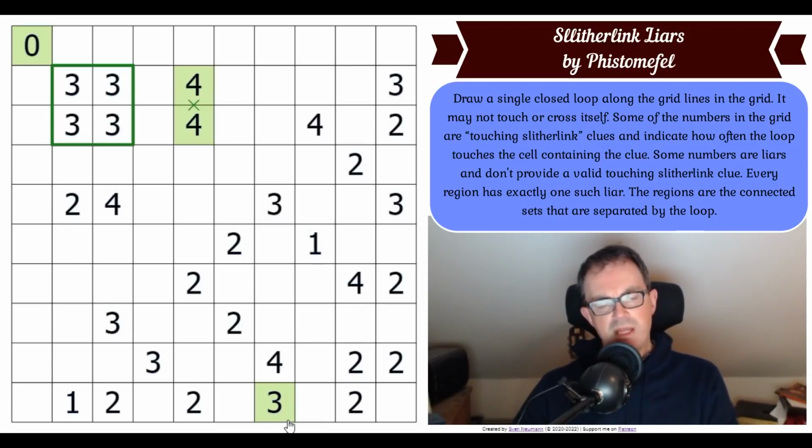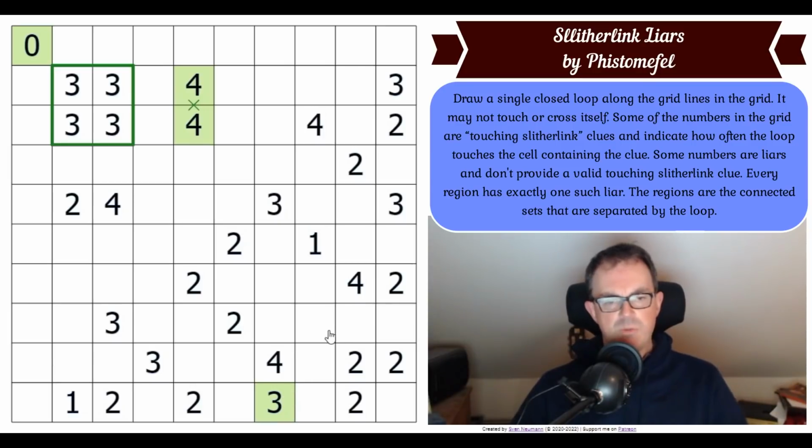Once you have the bottom edge removed as a possible loop segment, how do you fulfill a 3 on the edge of the grid? How can we touch the loop 3 times when we've only got 1, 2, 3, 4 points, if you like, where we can try and touch it? But if we try and touch it there, we lose a degree of freedom, so to speak. So we could do that as our best case, and that's only touching the loop twice. So this is an incorrect clue.